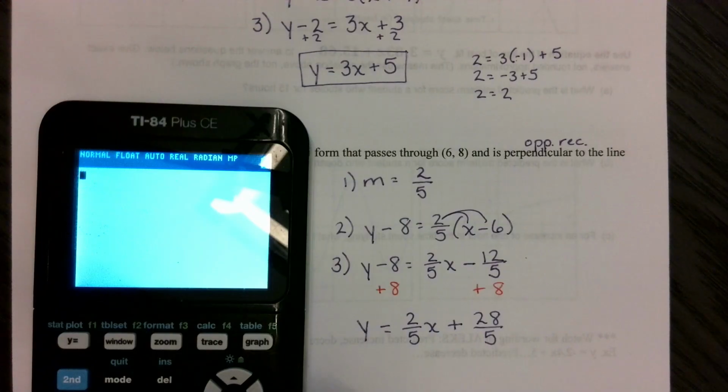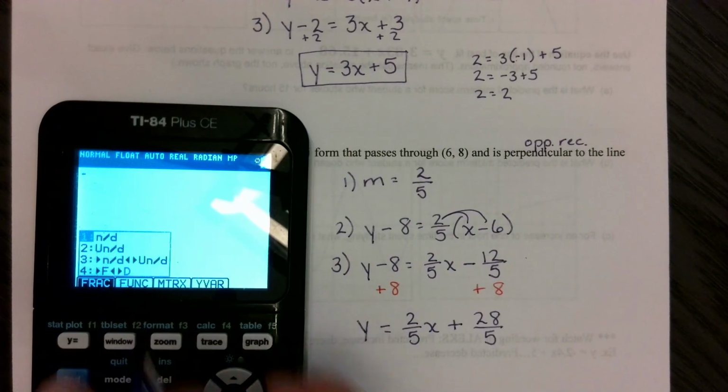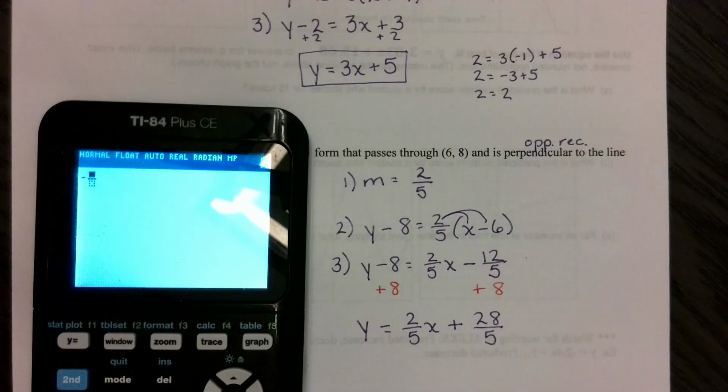Let me just do this again. I'll start with my negative 1, and then I'm going to put 12/5. Again, it doesn't matter where that goes, plus 8. And I get 28/5. Okay.